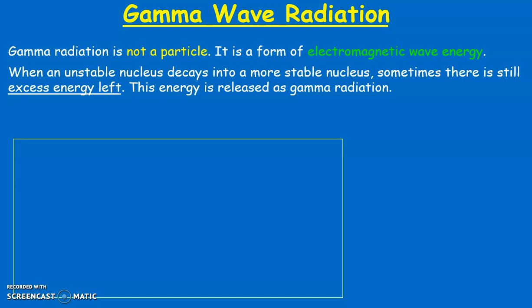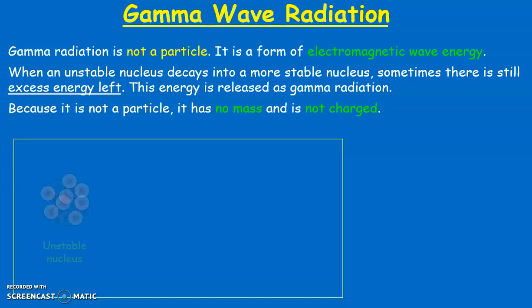So the stable nucleus might still have some excess energy there. That energy is released as gamma radiation. So gamma radiation usually happens and is associated with alpha and beta first happening, and then the excess energy is released as gamma radiation. It's not a particle, so it has no mass. It's not a particle, so it's not charged. Gamma wave radiation has no mass and no charge.